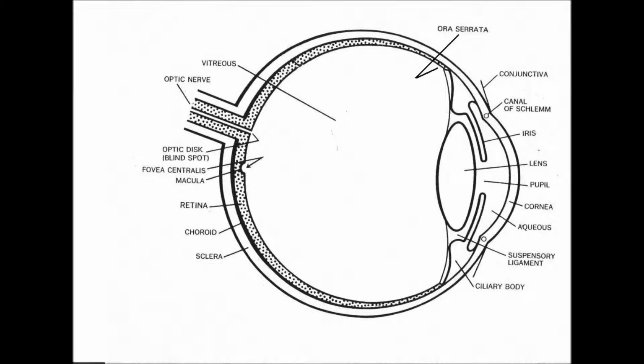Rays of light enter the eye and are focused on the retina by the cornea and the lens, and the retina produces an image which is actually sent along the optic nerve for the brain to interpret.